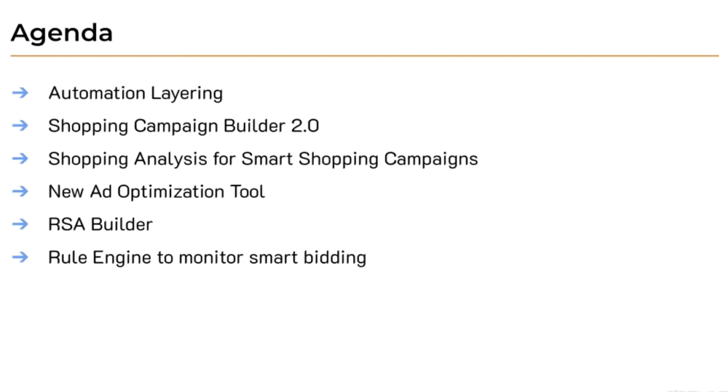And then I also wanted to talk about Rule Engine. So Rule Engine, you can use it to monitor smart bidding, automated bidding. So even if you go on automated bidding, remember automated bidding automates an aspect of bidding, but it doesn't automate bidding from start to finish. So there's still certain things that you can do that will make your campaigns perform better.